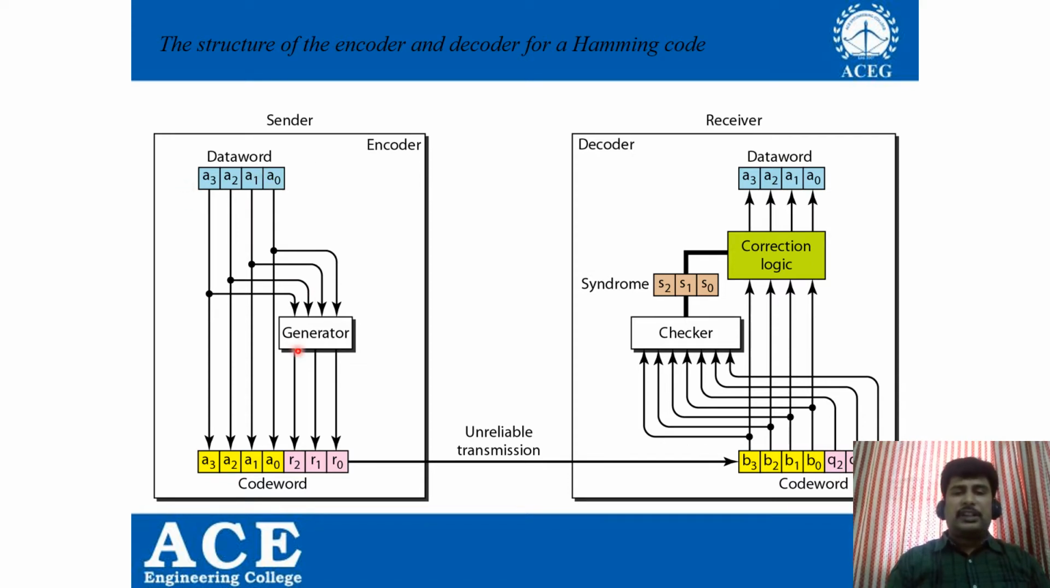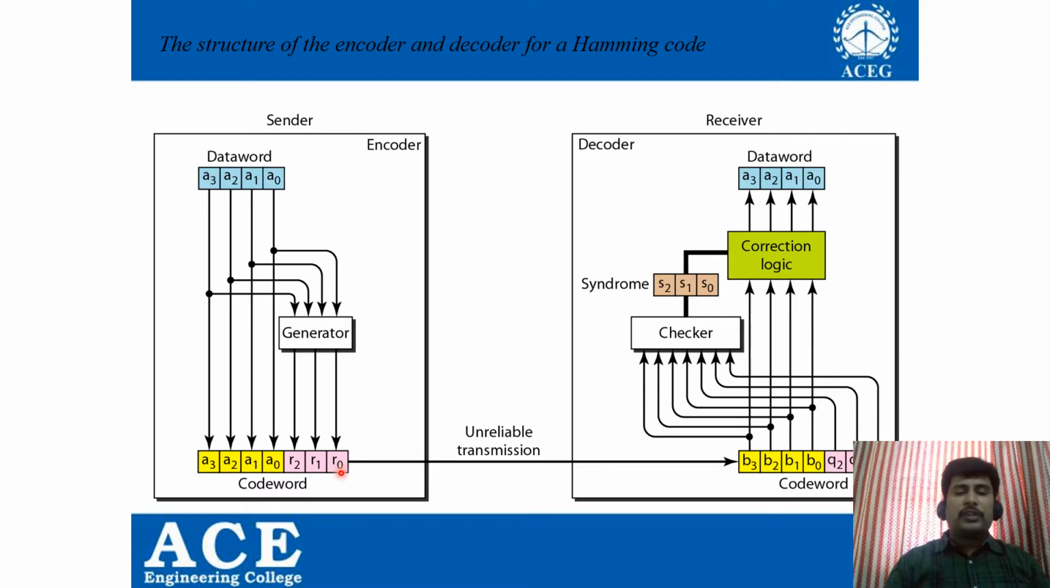So 3 redundant bits are to be generated so that we can add those 3 redundant bits to the given data word and convert it into a 7-bit code word. So what is the code word we are expecting? A3, A2, A1, A0 along with 3 redundant bits R2, R1 and R0.